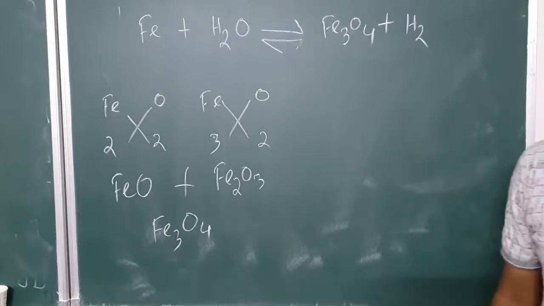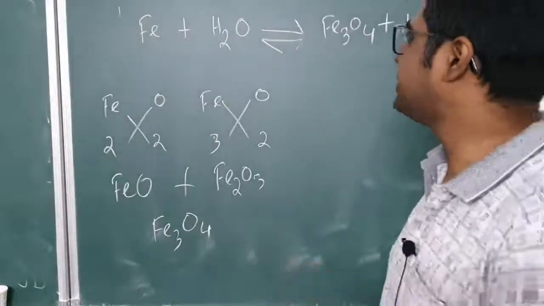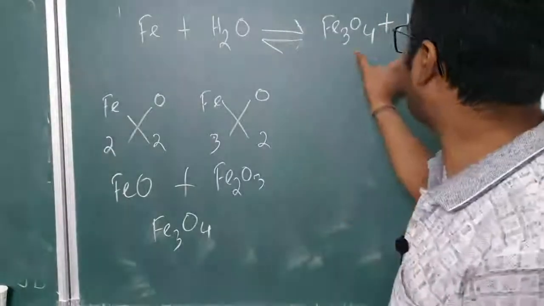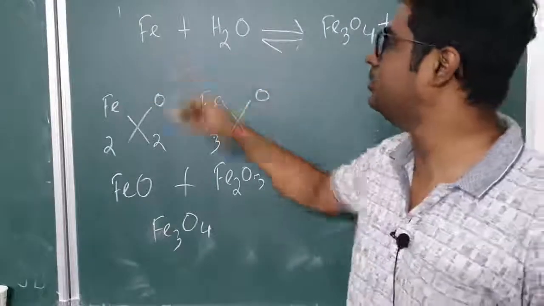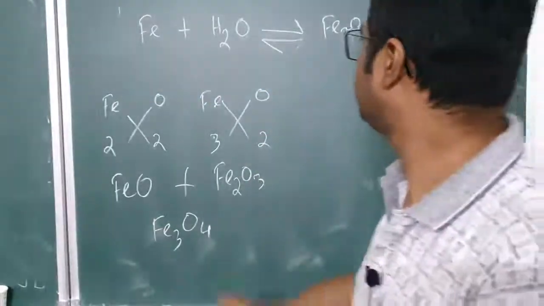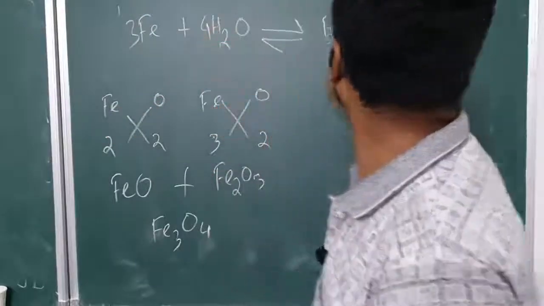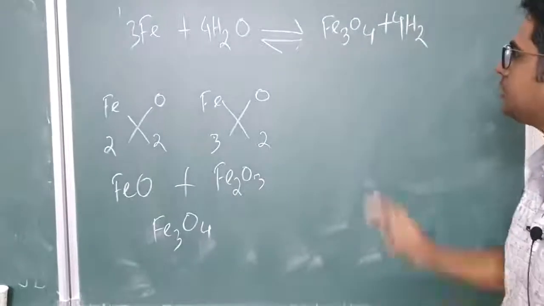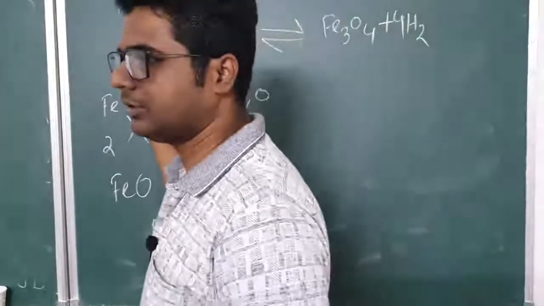Okay, so when we are talking about a reversible reaction, that means after some time this reaction is going to have a backward reaction. That means Fe3O4 will react with H2 to form Fe and H2O again. First of all, we need to balance it. 3Fe, 4H2O, balanced. So some part of this reactant is also going to form this part.